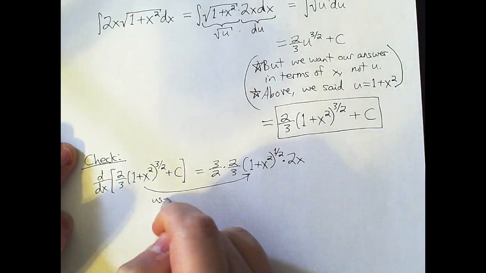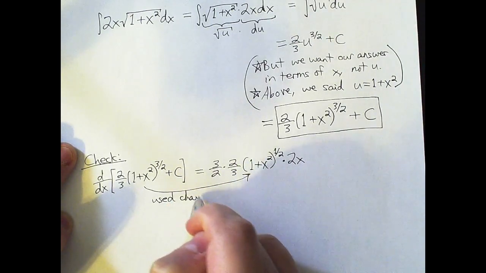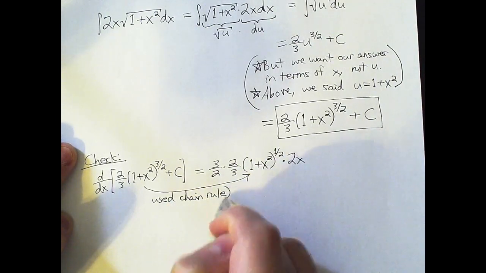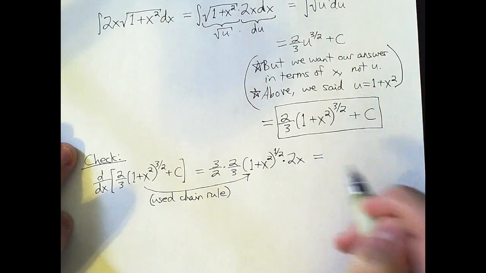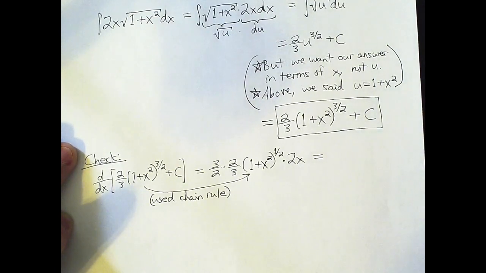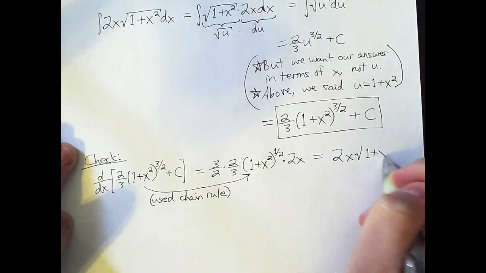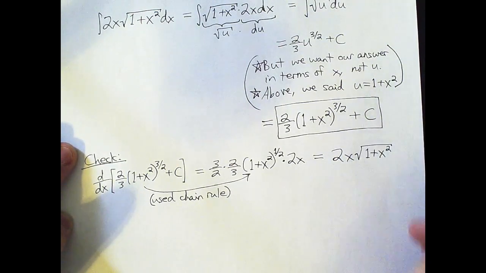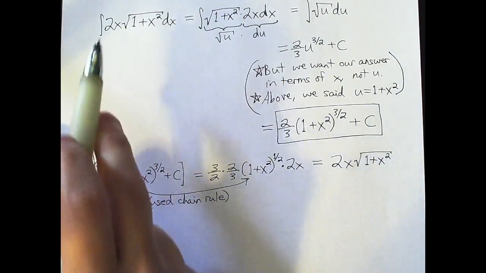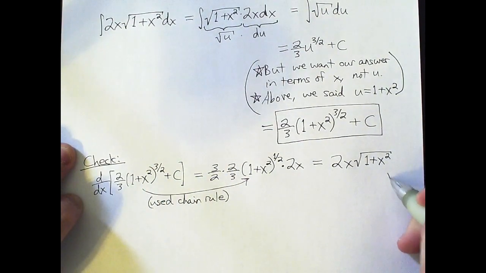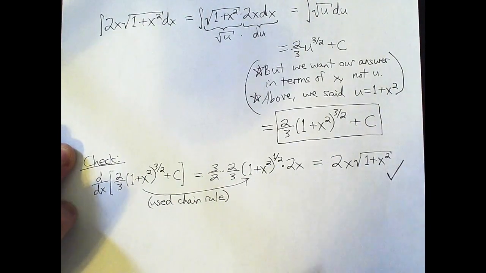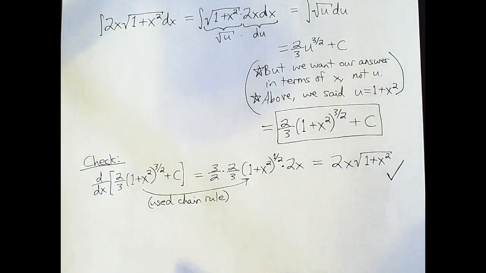We used the chain rule. And then we could just try to simplify this. 3/2 times 2/3 is 1. And yeah, we get 2x square root 1 plus x squared. And that equals the original function that we were integrating. So I'll just put a little check mark next to this. Yes, I checked my answer, and it checks out. Derivative of my answer equals the original function.